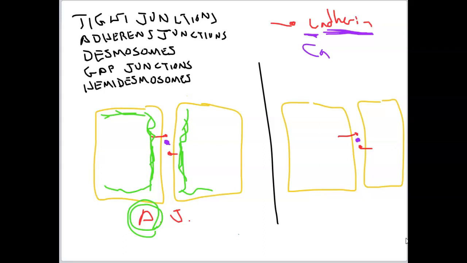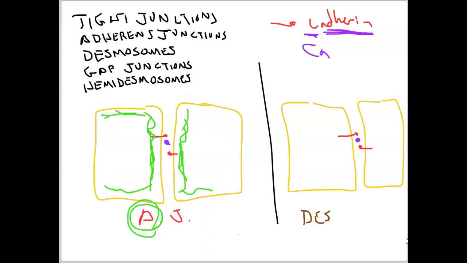That cell cortex is linked directly to cadherin. Cadherin is interacting with calcium. Calcium is bridging to the other cadherin. And that other cadherin is attached to the cell cortex of the neighboring cell. So these two cell cortices are interacting with one another indirectly through cadherin and this calcium bridge.